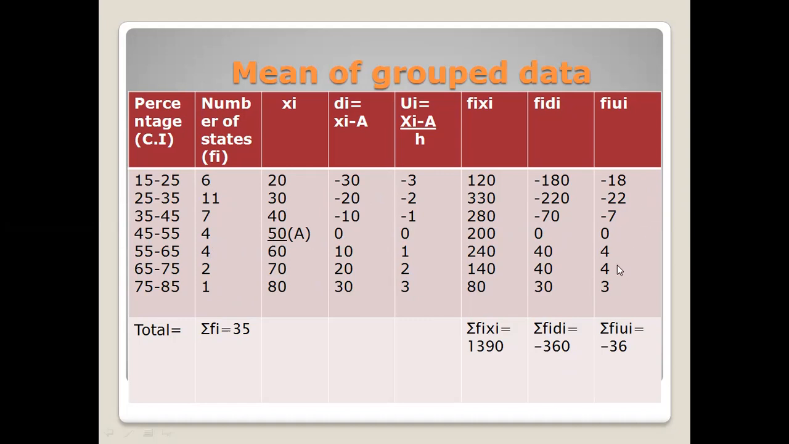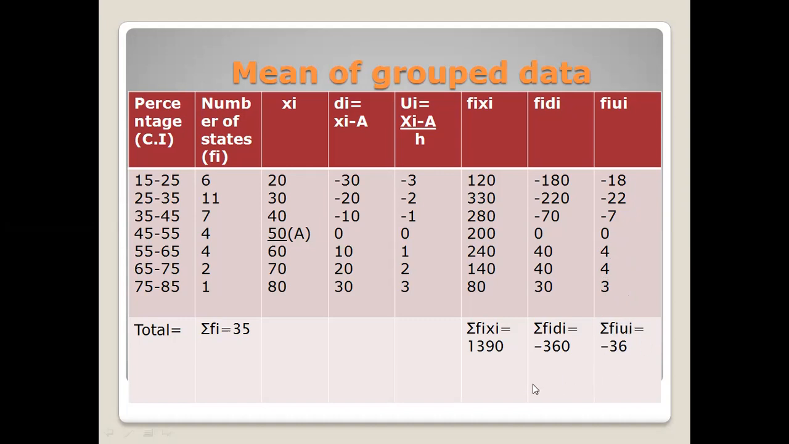Now add all these. Minus 18 minus 22 is minus 40. Minus 40 minus 7 is minus 47. And this is the negative total. And the positive values are here: 4, 4 and 3. 4 plus 4, 8. 8 plus 3, 11. So minus 47 plus 11 is minus 36. Sigma fi ui is minus 36.